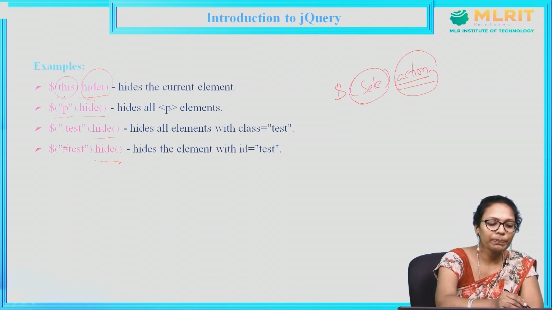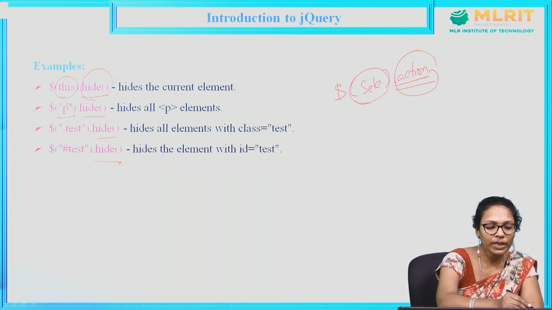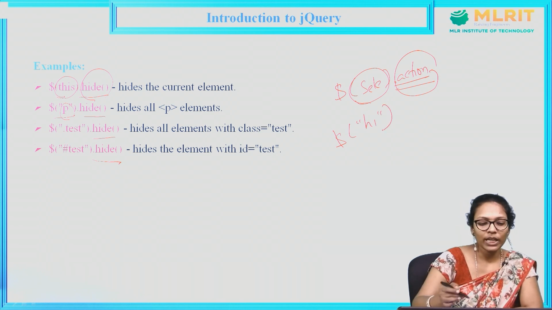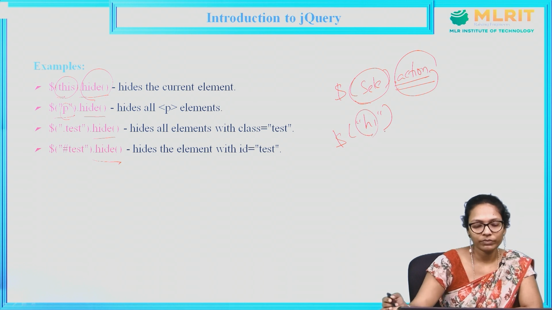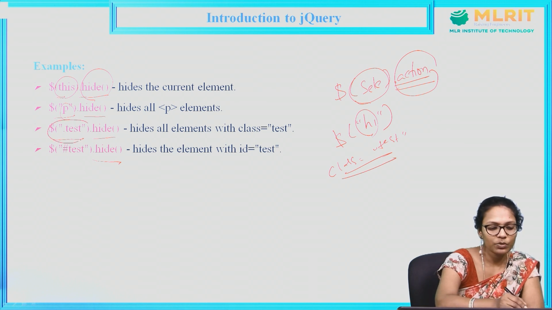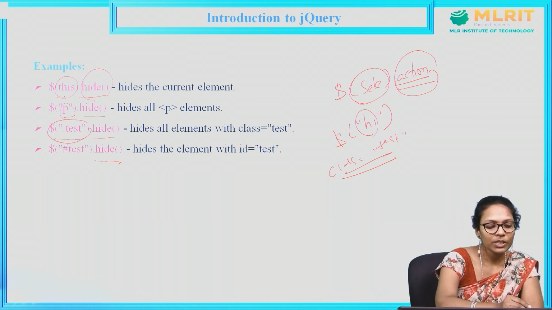The second one is P. P stands for the paragraph tag. If it is any tag name, within the double quotes you directly mention it. If I specify P, all the paragraph elements will be taken. If I specify H1, H1 tag elements will be taken. Like that, if it is a tag name, directly specify the tag name. Next is .test. Dot indicates what? Class. If the class name is test, then all those elements will be considered here. Whichever tags have the class name test, those elements will be hidden.